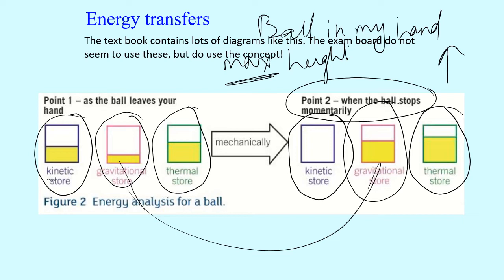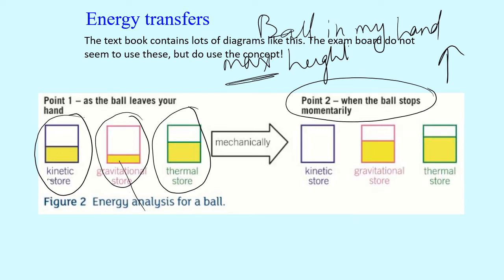So what is the energy transfer that has taken place here? You can see that initially there was energy in the kinetic store. So the energy from the kinetic store has moved to the energy in the gravitational store and the thermal store. So energy has been transferred from the kinetic store of the ball to its gravitational store and thermal store.